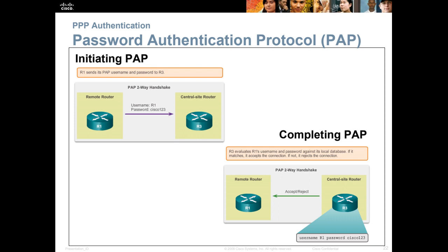To initiate PAP, this is the two-way. This router will send its username and password. Router 3 will check. I have you. It's not secure. Now it will accept or reject and trust. That's it. So router 1, password CSF4203. It is there in my database. Go ahead. So we will do this in the lab, inshallah.